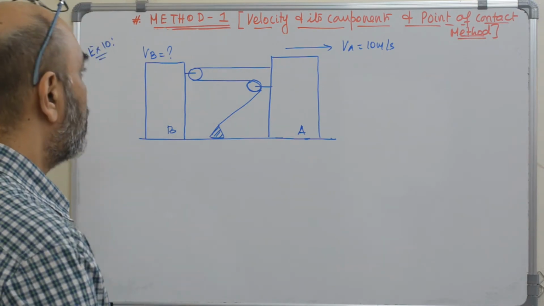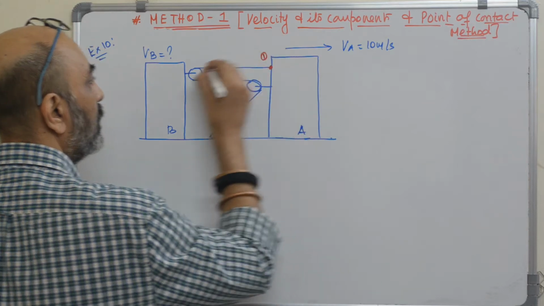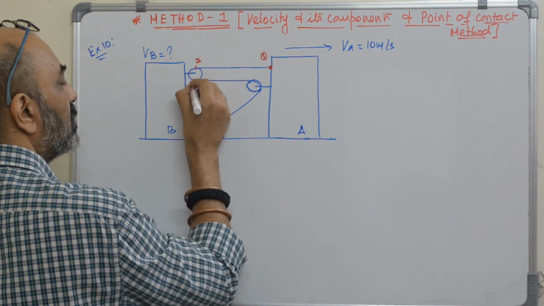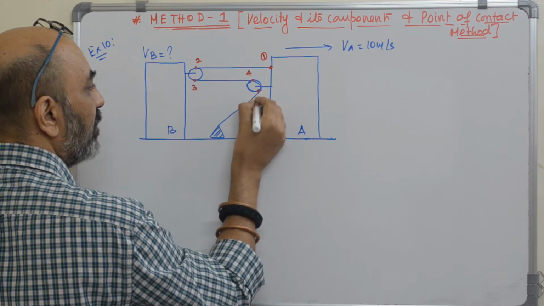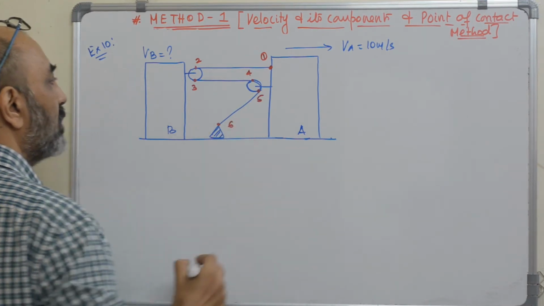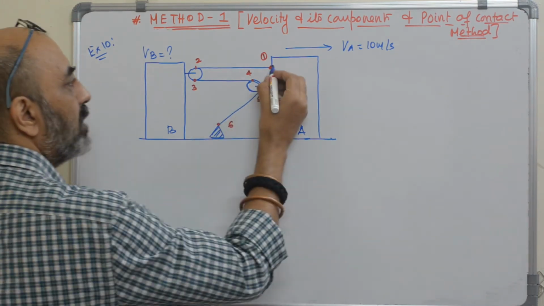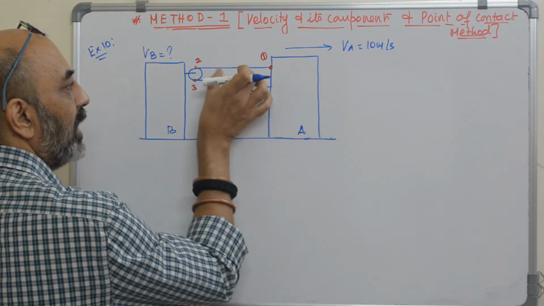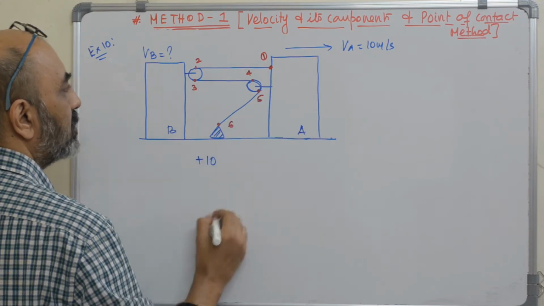चलो जी, point of contact ढूंढते हैं पहले. ये है एक point of contact 1. This is number 2. This is number 3. This is number 4. This is number 5. And this is number 6. Okay, as far as point number 1 is concerned, it is moving in that direction. Length is increasing. Speed is 10 meter per second. So plus 10 meter per second.